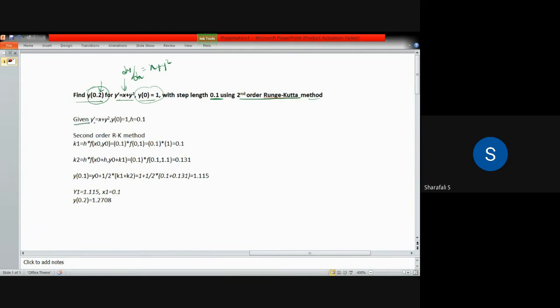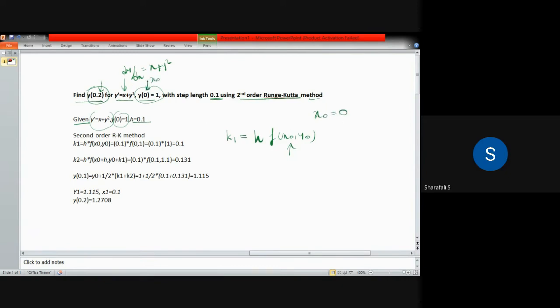So these are the given quantities: dy by dx equal to x plus y square, y of 0 is equal to 1, that is the initial condition, and h is equal to 0.1. So in this case, if you use the second order Runge-Kutta method, then we will be getting k1. First, we have to use it. What is k1? K1 is nothing but h into f of x0 comma y0. Okay, so you substitute x0 and y0 here. What is x0? X0 will be equal to 0. That is the initial condition. This is your x0 value.